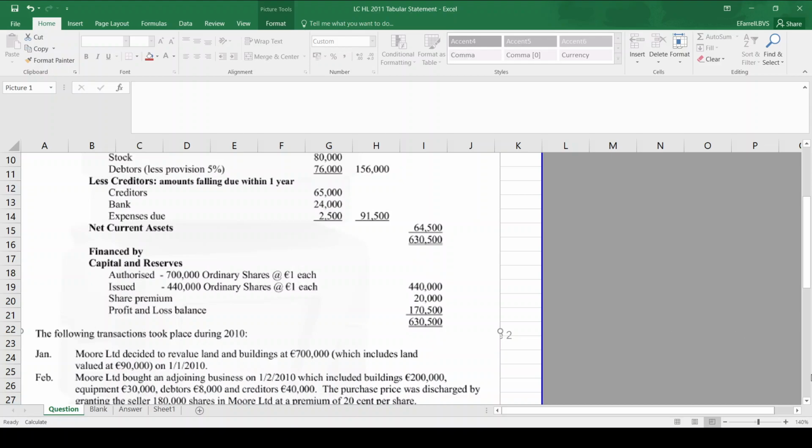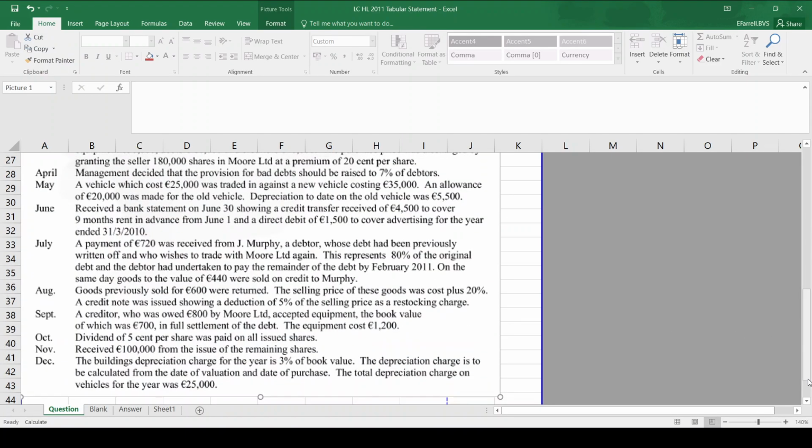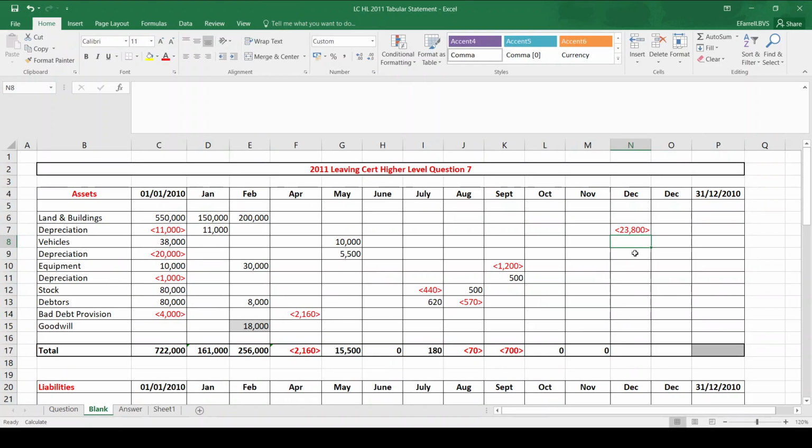The second part of that, we were told the depreciation on vehicles is 25,000. That's very straightforward. That just goes in here. And again, accumulated depreciation of vehicles is a minus 20,000. So if it's 25 for this year, it's also going as a minus because it's going to increase our accumulated depreciation. And then depreciation is an expense in our profit and loss.